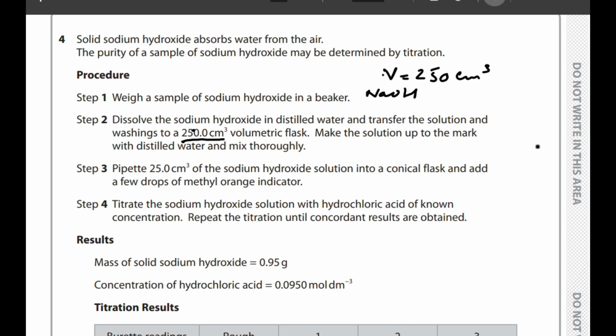Titrate the sodium hydroxide solution with hydrochloric acid of known concentration. Here HCl is used and its concentration is known. Repeat the titration until concordant results are obtained. Mass of solid sodium hydroxide 0.95 gram. Concentration of hydrochloric acid 0.095 moles per decimeter cube. Please mark all these values as well. These will come in use later on.